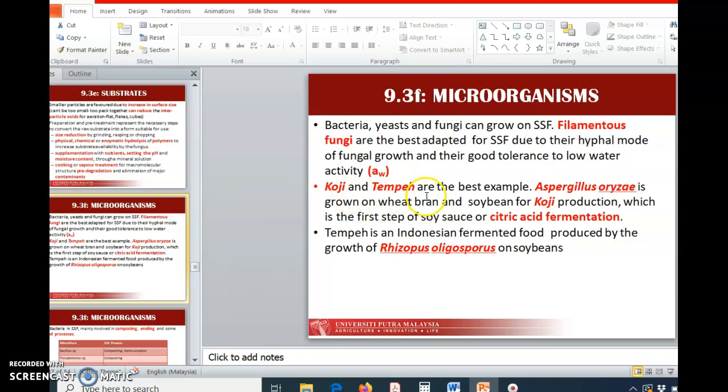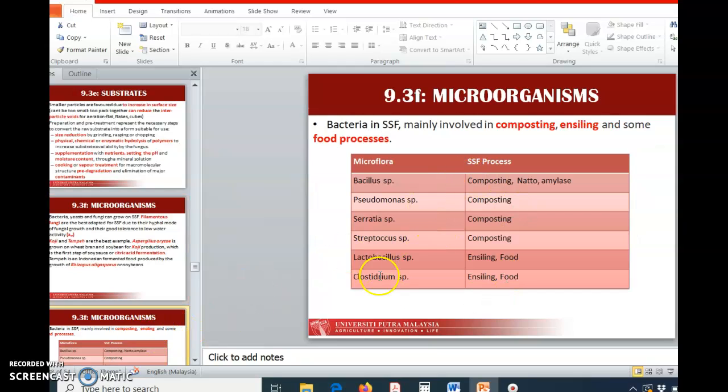Koji and tempeh are the best examples. Aspergillus oryzae is grown on wheat bran and soybean for koji production, for example for soy sauce production. Tempeh is grown on soybean as well, as a food, using Rhizopus oligosporus. Okay, so this is the example. You can read it by yourself.